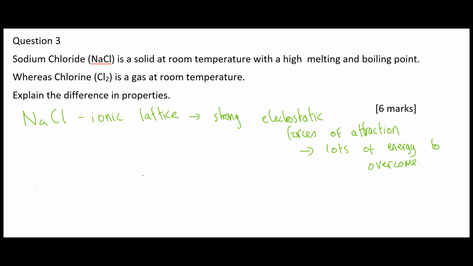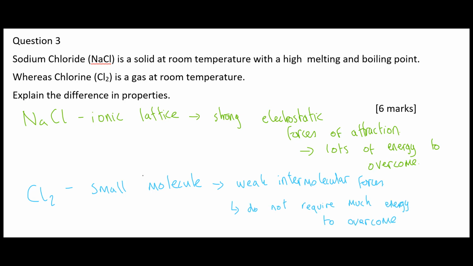Now, how do we explain the properties of chlorine? Well, chlorine is a gas at room temperature, which tells us that chlorine must be a small molecule. Now, you should know that small molecules have weak intermolecular forces. And those intermolecular forces are between other chlorine molecules. Now, these weak intermolecular forces, they don't require much energy to overcome.